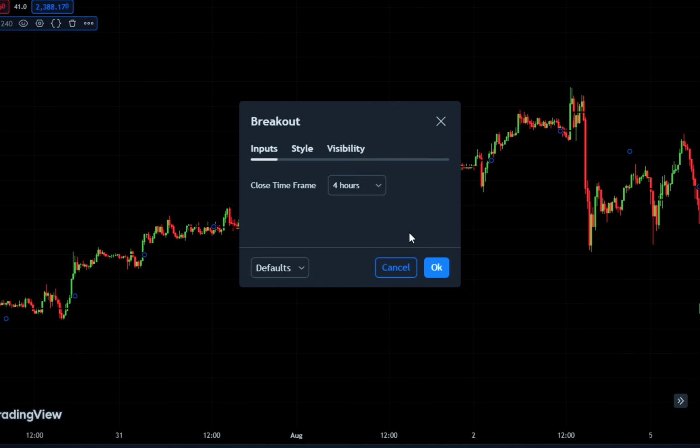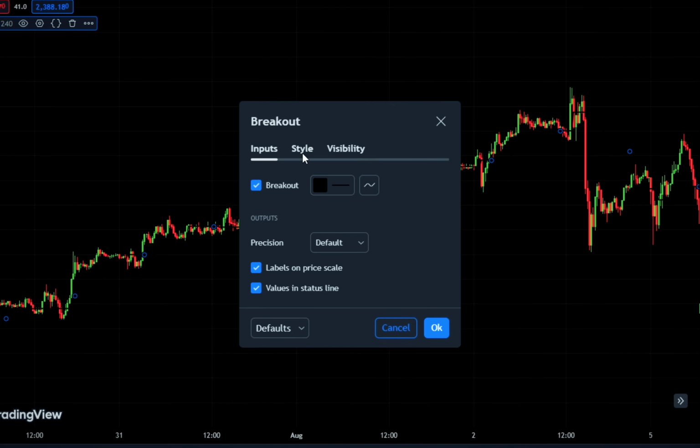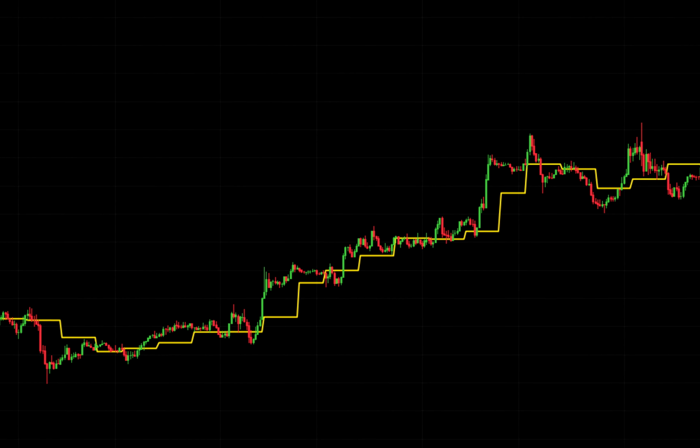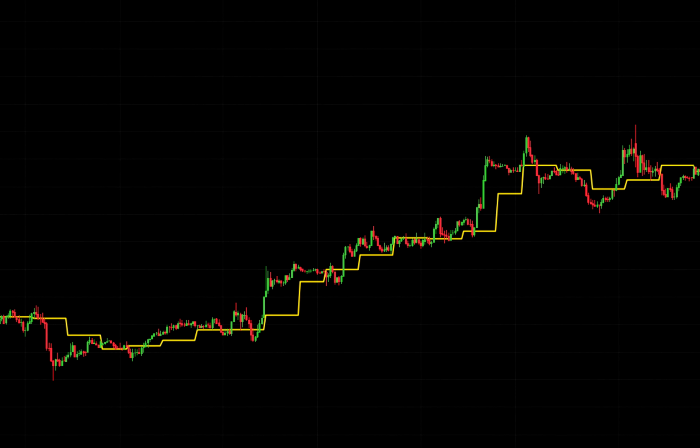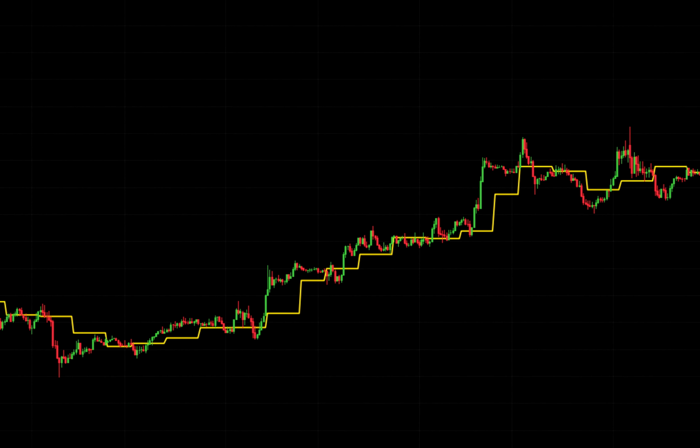After that, go to the Style tab. In the Style tab, change the color of the breakout line to yellow. Once done, simply click OK to confirm the changes. As the name suggests, this breakout line indicator will be used to identify breakouts in the market.